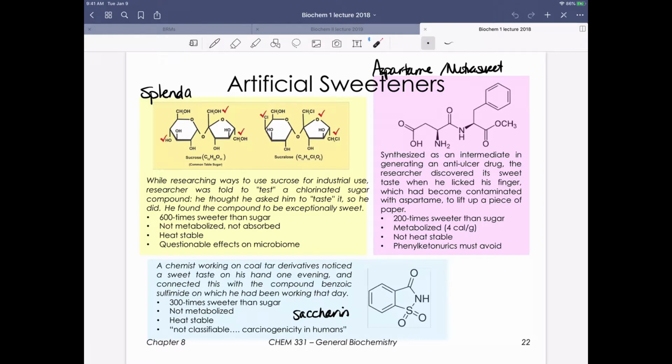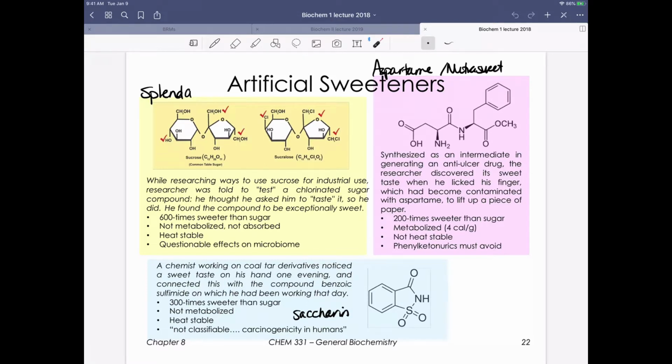It's very heat stable, so you can bake with it. But again, some of these things are problematic because we question their effect on our microbiome. Maybe this is something that's not good for you because even though you don't absorb it out of your digestive tract, it stays in there and subjects your microbiome to these foreign chemicals. Talking about NutraSweet here.